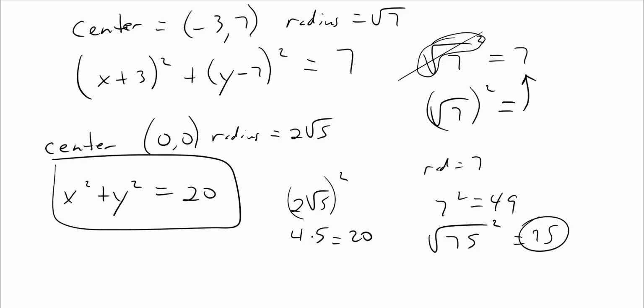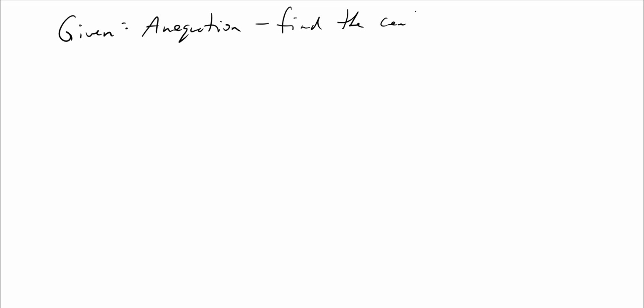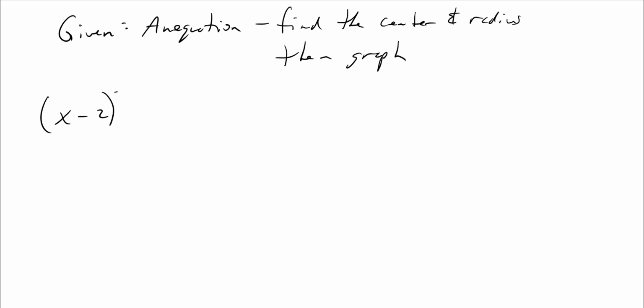And let's do, given an equation, find the center and radius, then graph. Okay? So here's your first equation. (x minus 2) squared plus (y plus 3) squared equals 9.